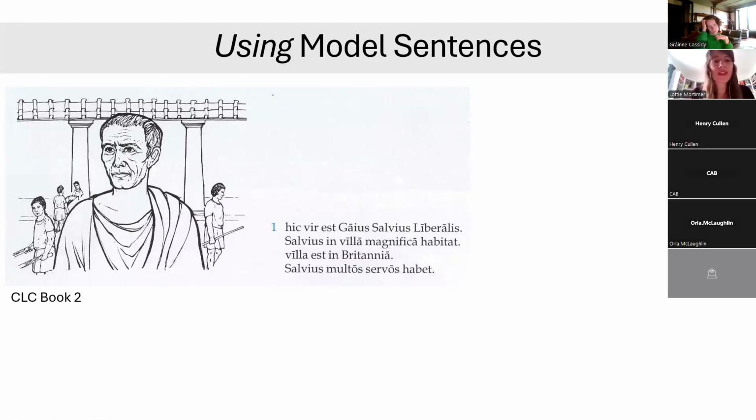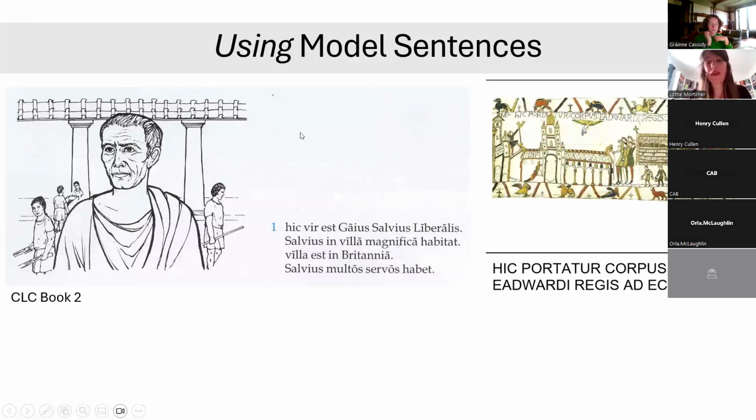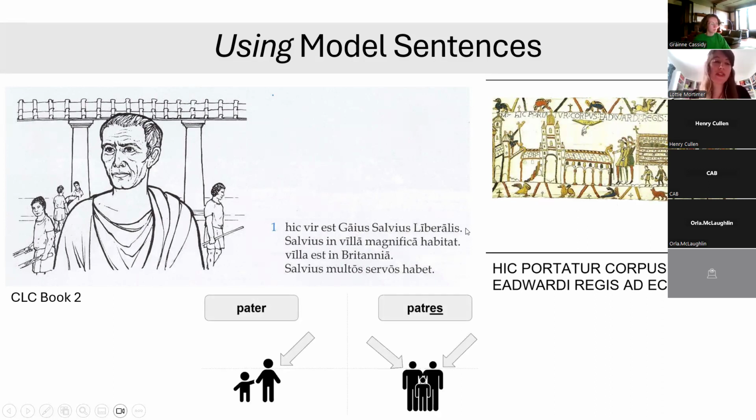Not every course will obviously have model sentences, but you could create your own. There's some good ones out there. I always think the Bayeux Tapestry has great model sentences. If you're teaching the passive, pictures are great. Here we are, there's the body of King Edward. There's a church. What are these people doing? Ready-made passive sentences for you. Quite simple Latin. And even if you're teaching De Romanis, this isn't a sentence, but you can still make models to help show the language as well. Super simple. Pater, patres.